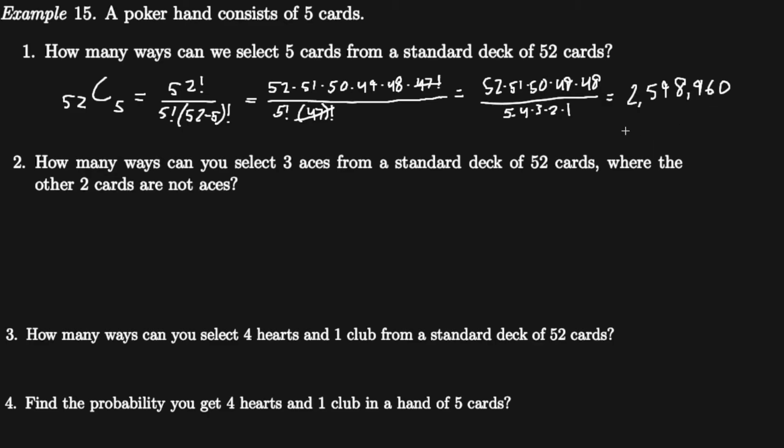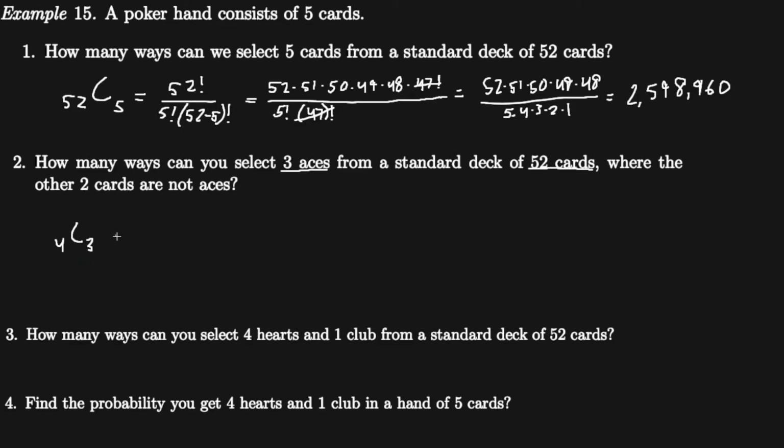Cool, now we can move on to the second part, where it's asking how many ways can you select 3 aces from a standard deck of 52 cards where the other 2 cards are not aces. We know that in a standard deck of cards there are 4 aces. So when we select 3 aces, we would get 4 choose 3, because we have 4 aces and we're choosing 3 of those aces.